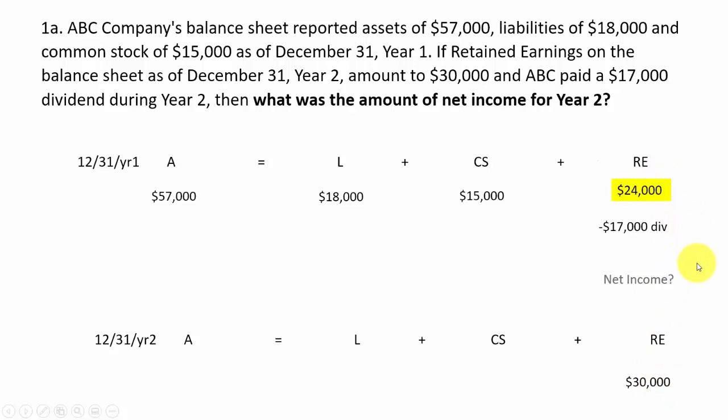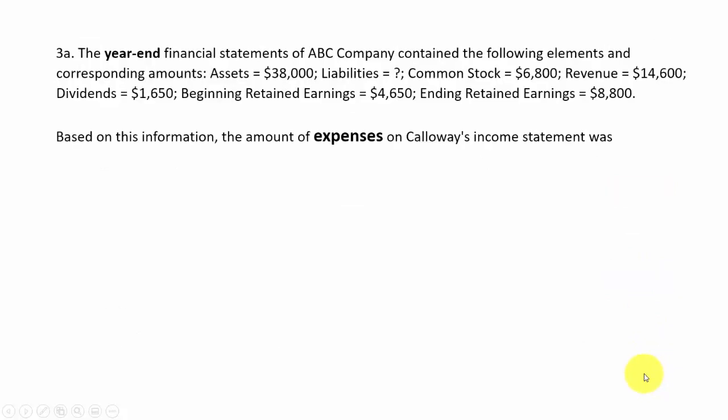Well, if it went up $6,000, even still after you paid out this dividend of 17, the net income must be the difference between that $17,000 and the $6,000 increase, which makes it $23,000. And you can check this by saying 24 minus 17 plus net income of 23 should equal 30, and it does. Let's go to our next question.